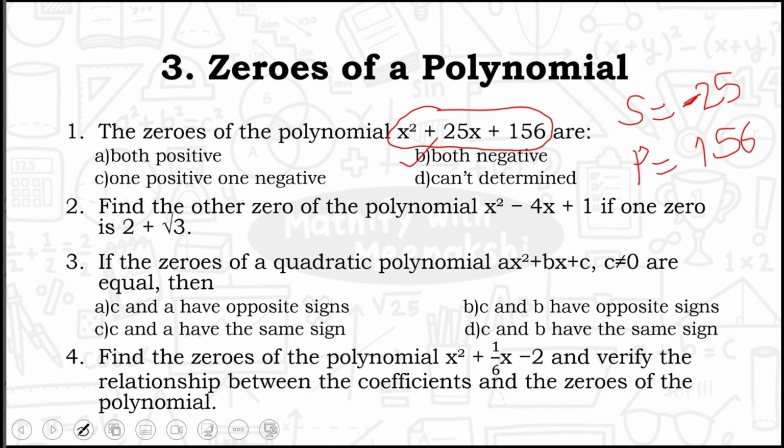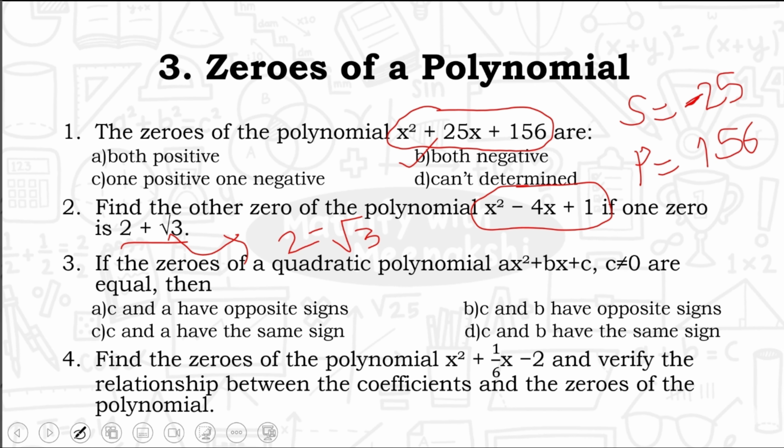Let's move to the second question. Find the other zero of the polynomial, and the polynomial given to you is x² - 4x + 1, and they also gave you one zero. How can you find the other zero? Just see carefully here. When the coefficients of the polynomial are rational, here the coefficients are 1, minus 4 and 1, all are rational. And when the coefficients are rational, then irrational zeros always occur in conjugate pairs. That means if one zero is 2 plus root 3, then the other one will be 2 minus root 3. What you have to do here is simply change the sign of the root. It's root 3, so you will change it to minus root 3.